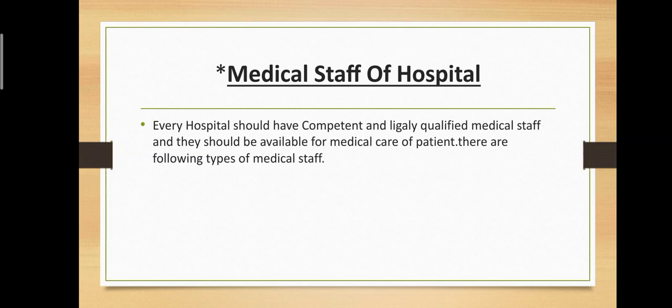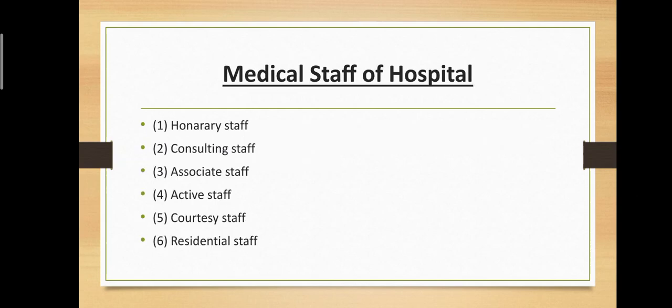Next main topic of this chapter: medical staff of hospital. Every hospital should have competent and legally qualified medical staff, and they should be available for medical care of patients. The medical staff of a hospital are divided into six types.